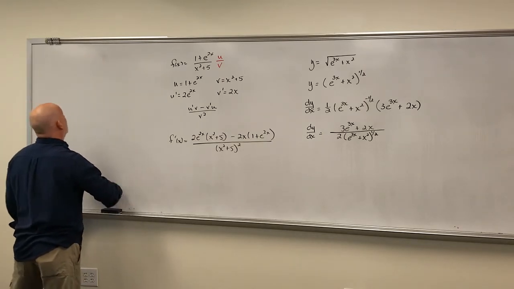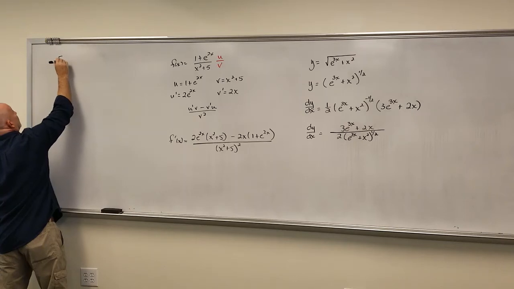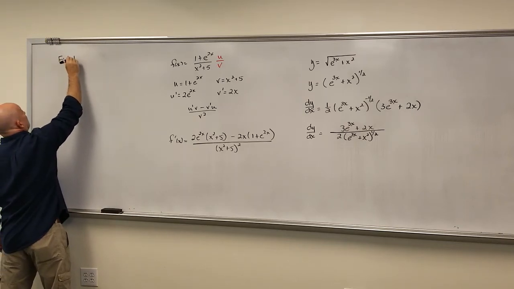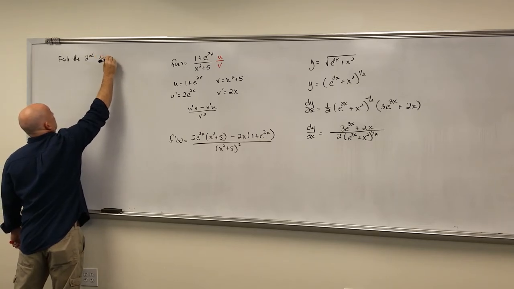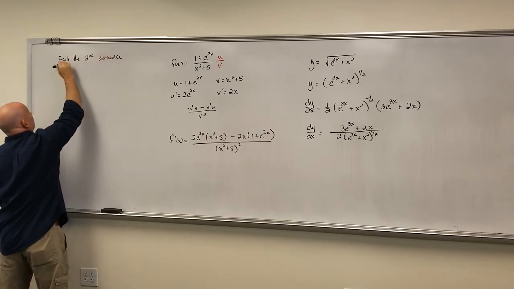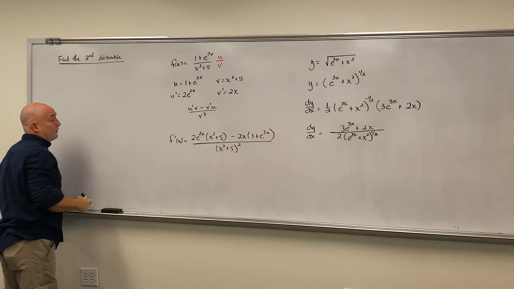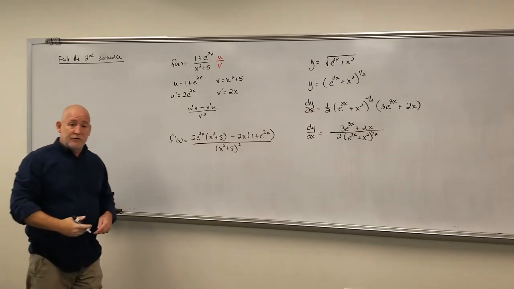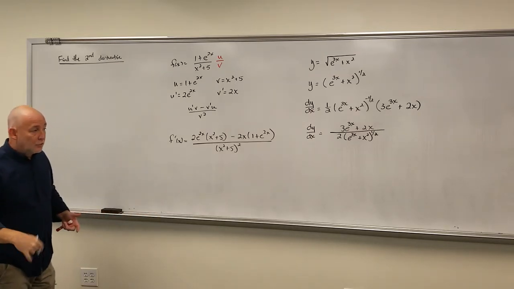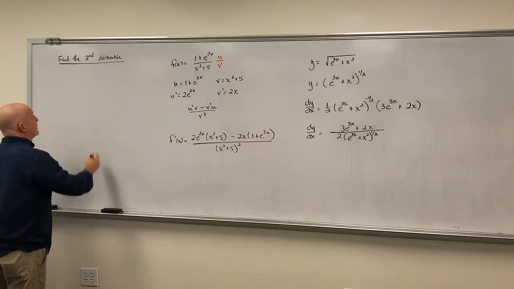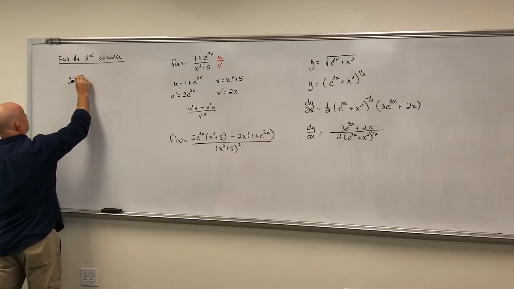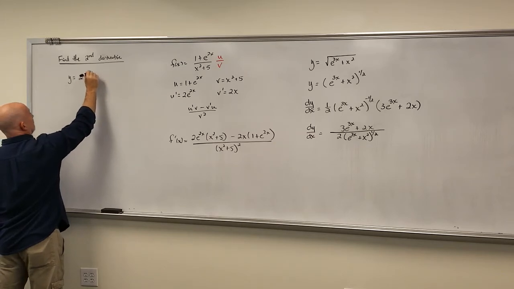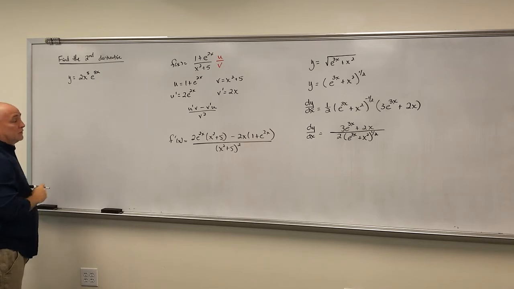What if I said, find the second derivative? Now remember, finding higher order derivatives is just taking more derivatives, so there are no new rules here. So let's say I gave you the function y is equal to 2x cubed e to the 5x. That should be ugly.